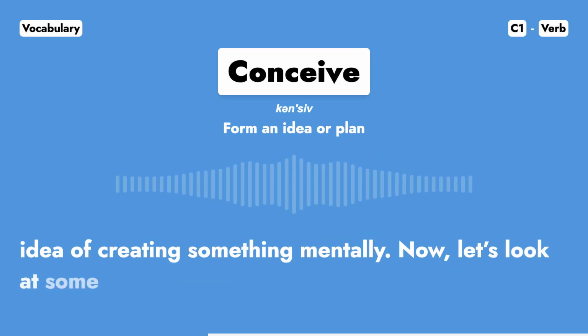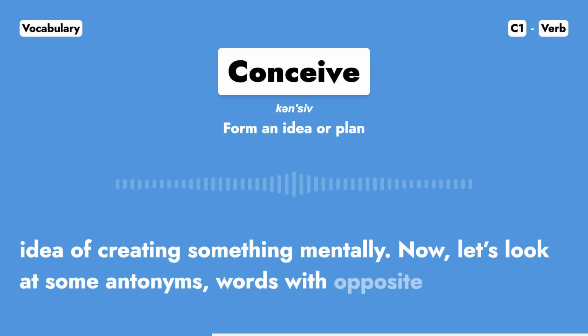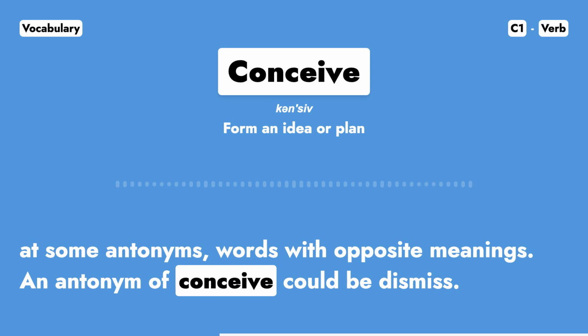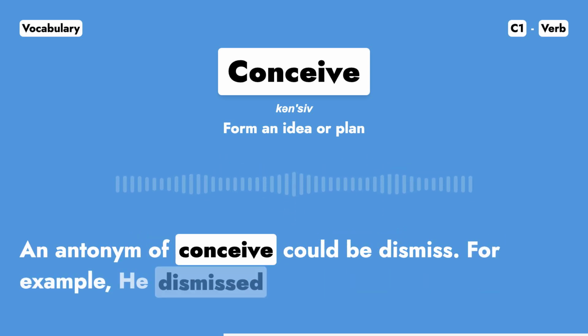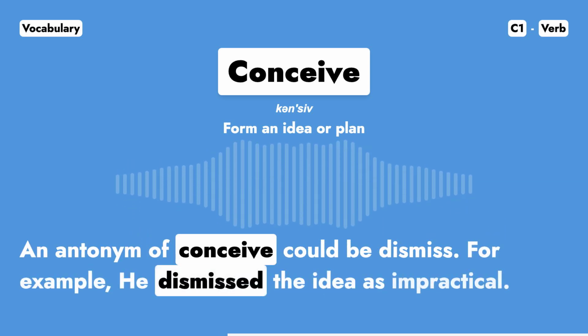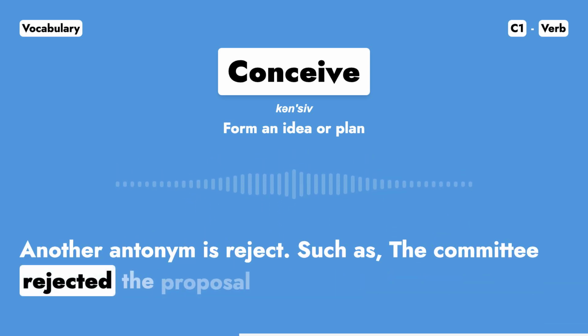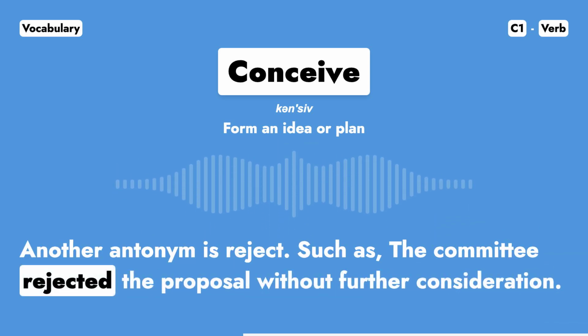Now, let's look at some antonyms, words with opposite meanings. An antonym of conceive could be dismiss. For example, he dismissed the idea as impractical. Another antonym is reject, such as, the committee rejected the proposal without further consideration.